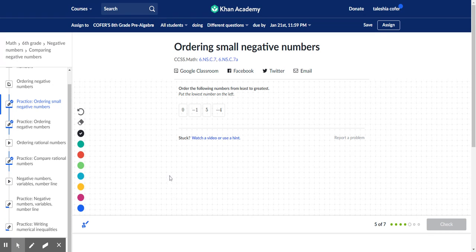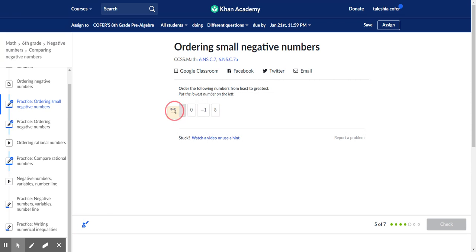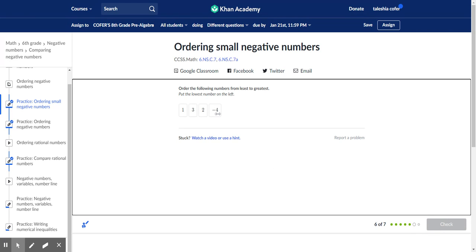Let's do the number line again this time. 0 would be right in the middle. I know that -1 would be over here somewhere. I know that +5 will be way over here by my positive numbers, and I know that -4 will be over here. So now I can read them in order from least to greatest. I start with my -4, then -1, 0, and then a +5. I only have one negative, so I know it has to be my smallest. And then I know how to count 1, 2, 3, just like that.